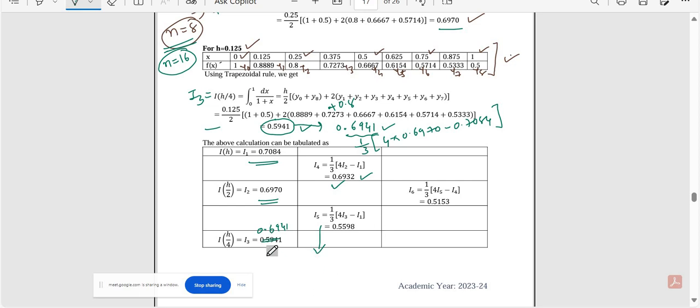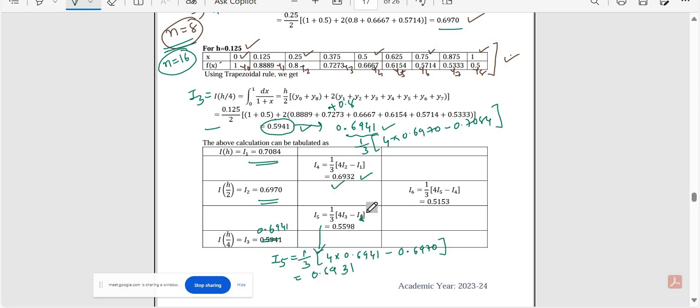Now, similarly, if I want to find I5, the same formula will be there. 1 by 3, 4 times I3. I3 is my next value. So 0.6941 minus I1, I1 is not there, I2 is there, so 0.6970. Tell me what we will get. 0.6931. Yes, 0.6931. Okay, so this is my I5.